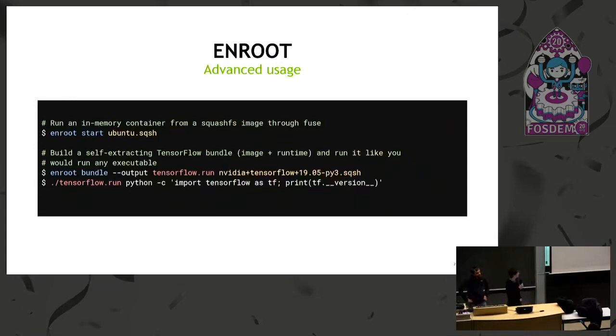Some of the advanced stuff you can do is start the actual image directly. In this case, we rely on FUSE to mount SquashFS, and all your changes are in memory. And the really neat thing that people like is being able to create self-extracting bundles. So you can do enroot bundle, and then you will have what we call a run file that includes the image and the runtime. So you can send that to anyone running Linux, and they can just run your container without any dependency.